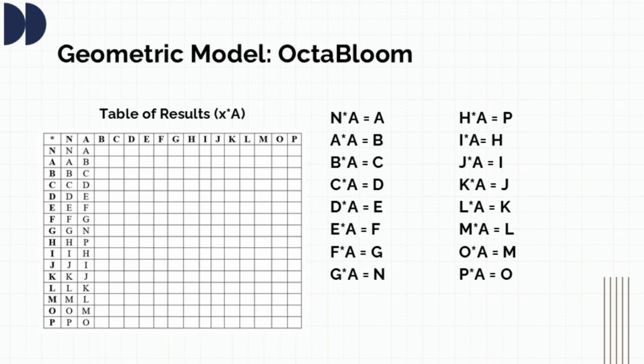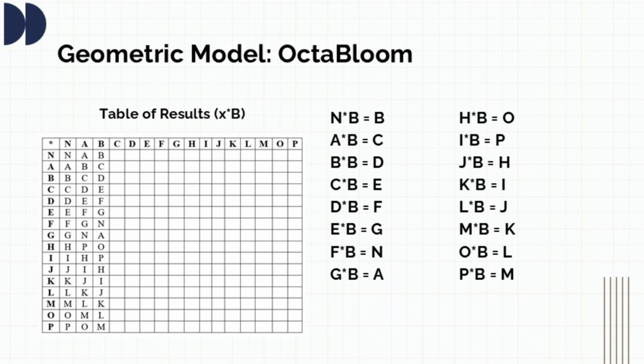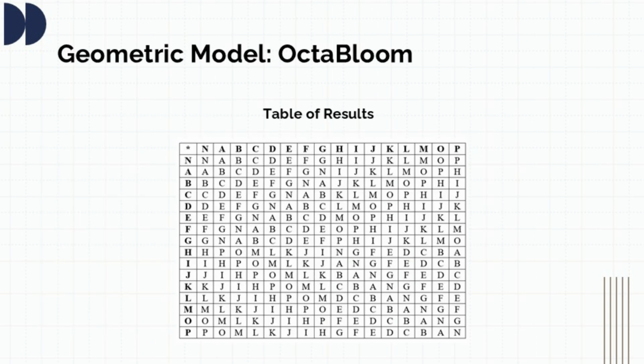So next, here is the table of results when we operate a value star A. And then, here is the table of results when we operate a value star B. So if we continue this, we will get this table of results.